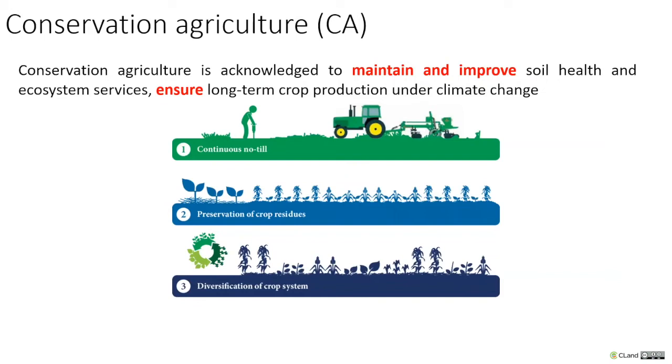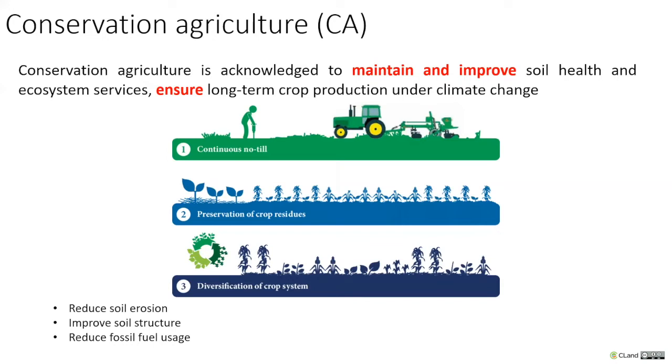About conservation agriculture, I assume everyone here knows it. Basically, it is a farming practice that aims to improve long-term crop production while conserving the environment. It has three principles. The first one is minimum soil disturbance, or no tillage, which can reduce soil erosion, improve the soil structure, and reduce fossil fuel usage.